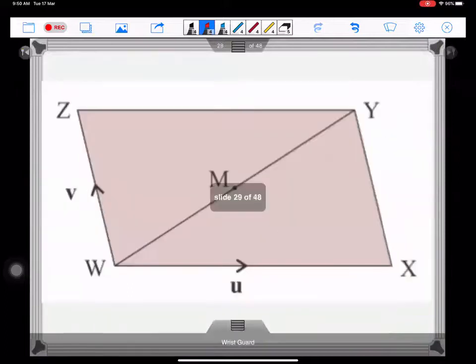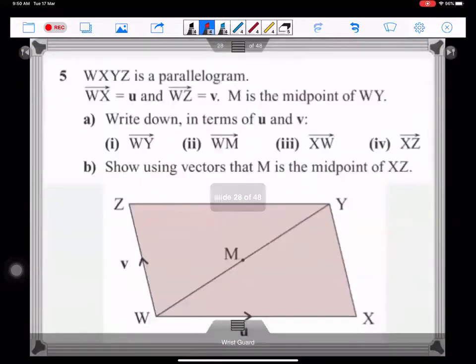Okay, one more question. I think we should do this one. WXYZ is a parallelogram. And then it says, WX is U, that is this vector. What is the definition of a parallelogram? Opposite sides are parallel as well as equal. WZ is V. That means XY is also V.